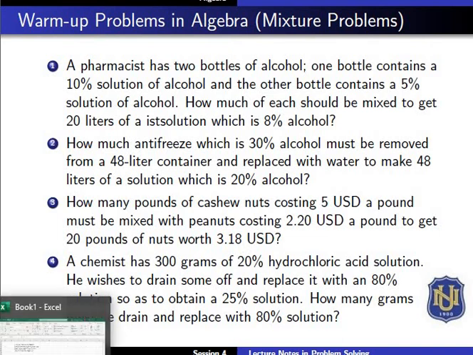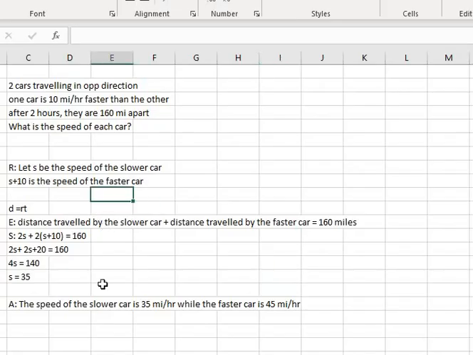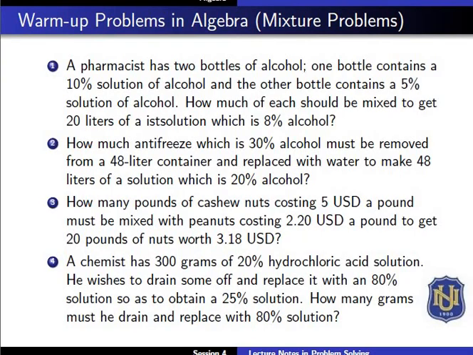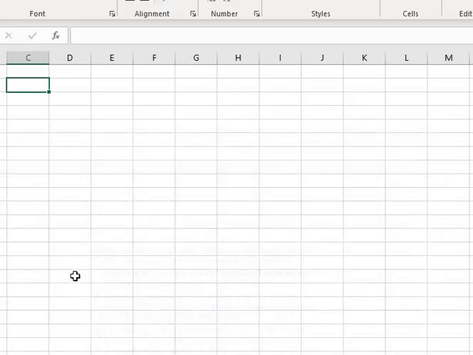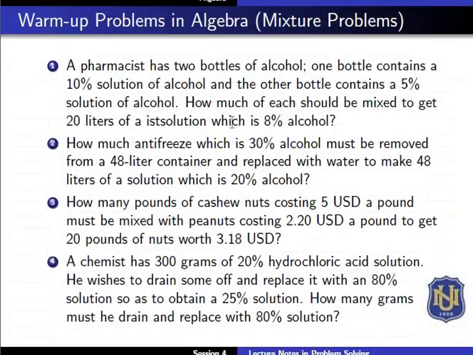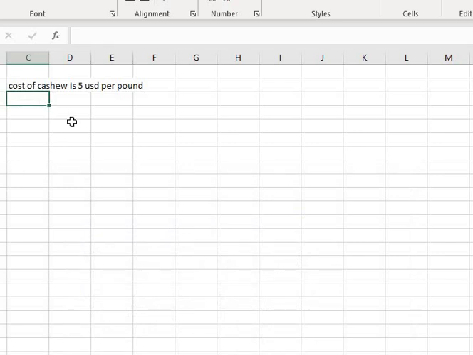Okay, so we're going to be selling nuts now. So let's write down what we know. We know that the cost of cashew is 5 USD per pound. Meanwhile, peanuts cost 2.20 per pound.